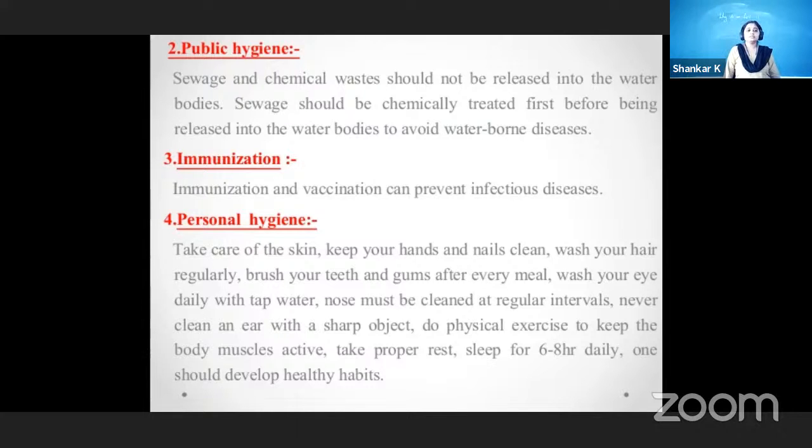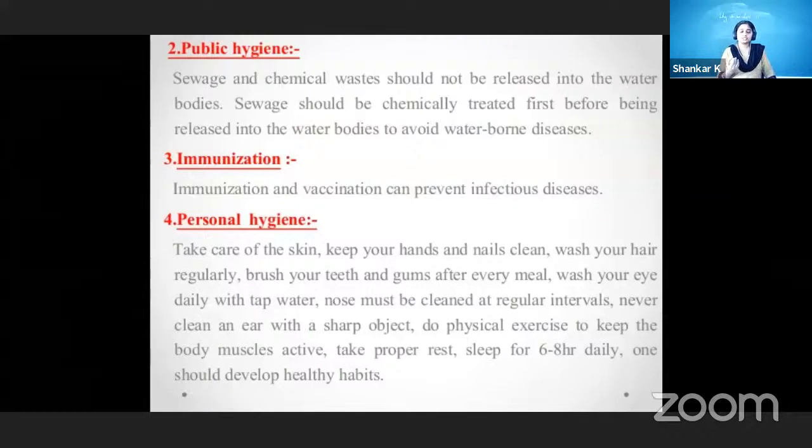And these immunizations also we have to take properly. And personal hygiene. What is personal hygiene? It is related personally to our body. Take care of the skin, keep your hands and nails clean. Every day we have to check this, and we have to wash hair, not regularly, weekly two, three times you have to wash your hair.